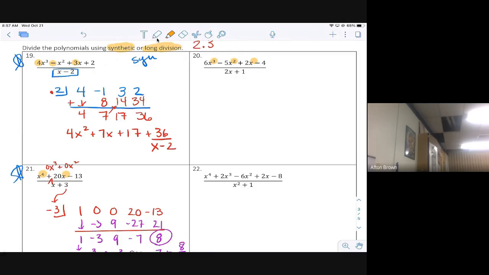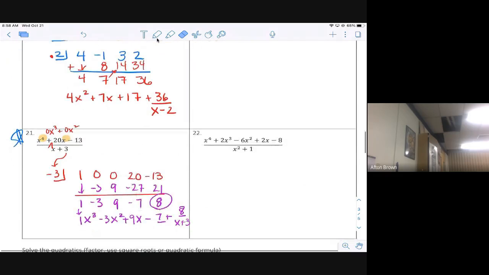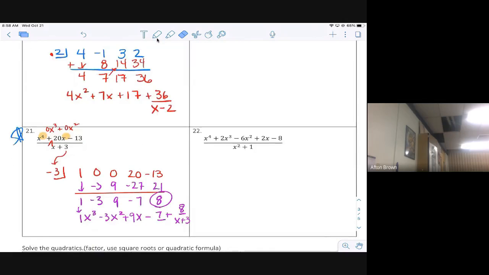So you can only do synthetic if it's x plus or minus a number. Oh, so I do synthetic if possible, and then if I can't, then I unfortunately... How about number 22 though? Because it's x squared, not... Good. So why do you think this one cannot be done using synthetic? Because it has a power. So it's only if it's x plus or minus a number.